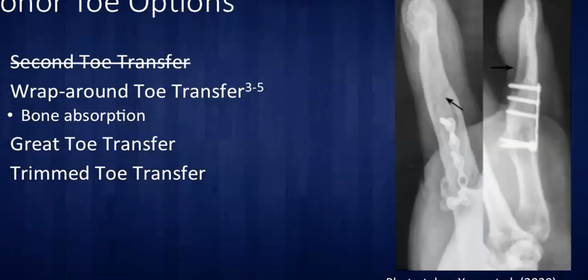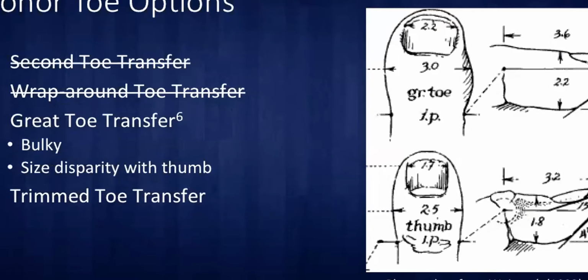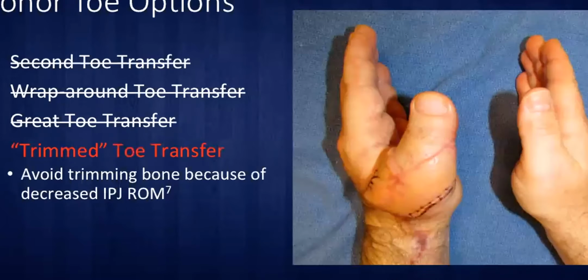Wraparound toes have been done in the past, but it's been shown that they can fracture and there's also a lot of bone absorption. And so again, we don't use those as we also don't think it provides the ideal IP joint flexion. Great toes, as you can imagine, have very different dimensions than your thumb. And so in terms of using the great toe, unless somebody has small toes to begin with, we tend not to use the entire toe because of its bulkiness and size disparity. And so really, almost always we go with a trim toe.